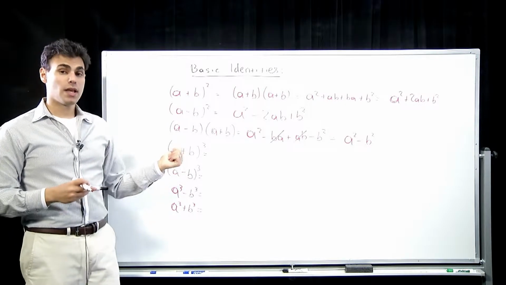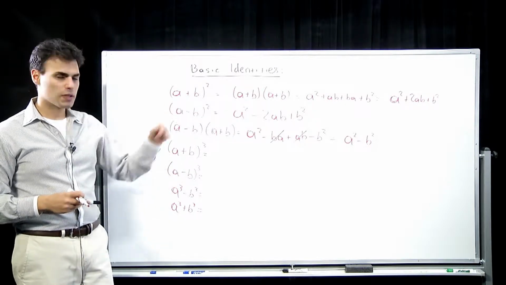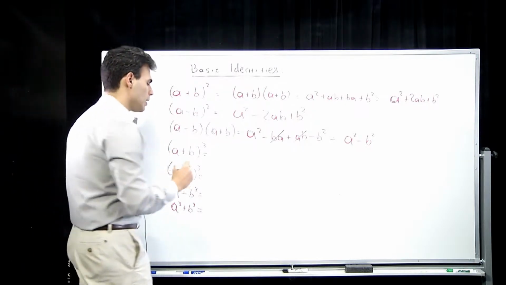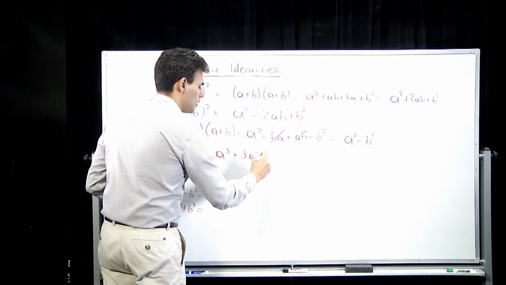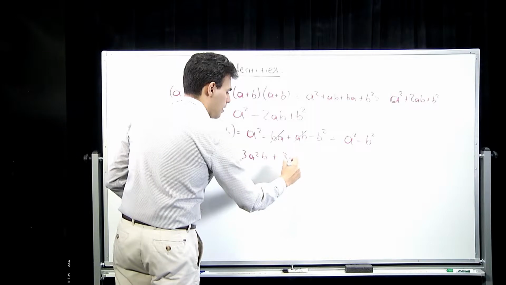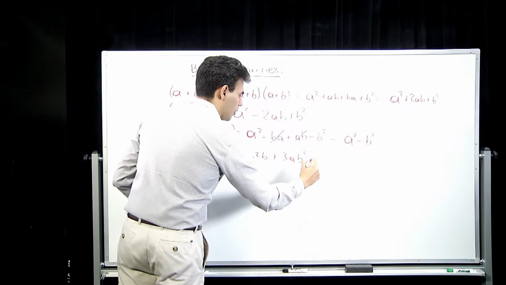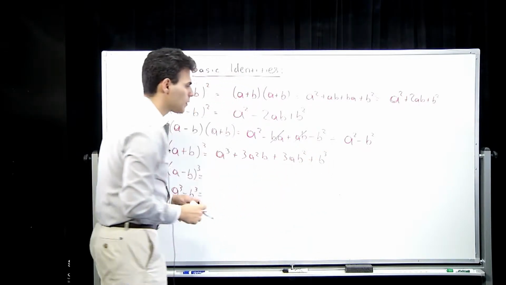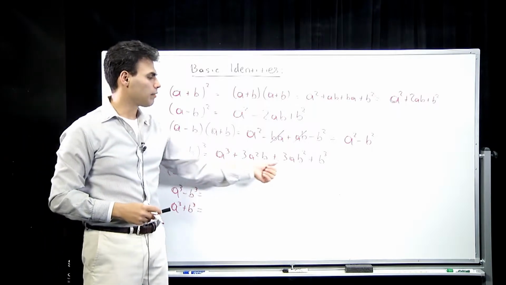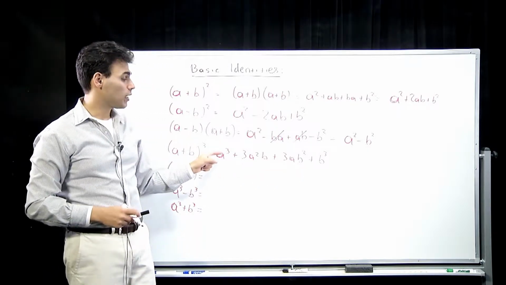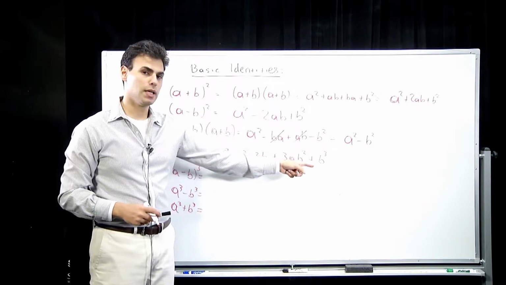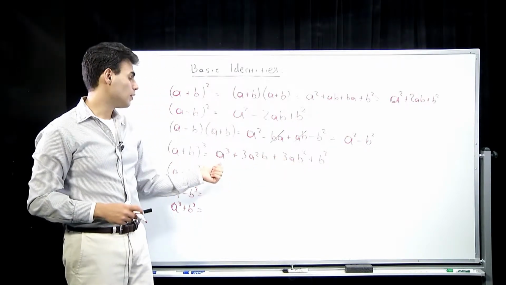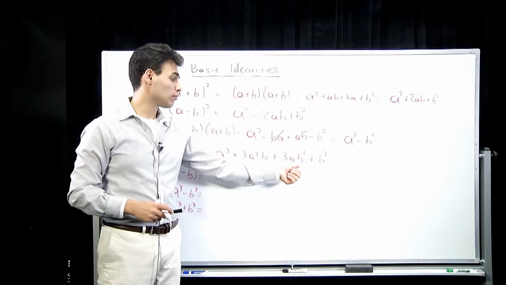Another interesting one is a plus b and the whole thing cubed, and then I'm going to skip the multiplication. But what you get is a cubed plus 3a squared b plus 3ab squared plus b cubed. A nice way to think about it is 1, 3, 3, 1. The powers of a going down, a to the third, a to the second, a to the first, and no a. And the powers of b go up, no b, b to the first, b squared, and b cubed.